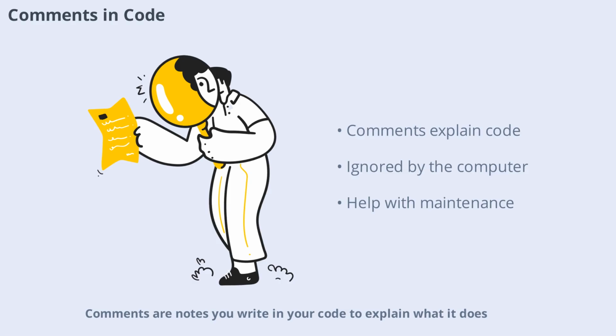Comments are notes you write in your code to explain what it does. They are ignored by the computer but help people, including your future self, understand your logic. Good comments make your code easier to read, maintain, and debug. It's a good habit to write clear comments, especially when your code gets more complex.